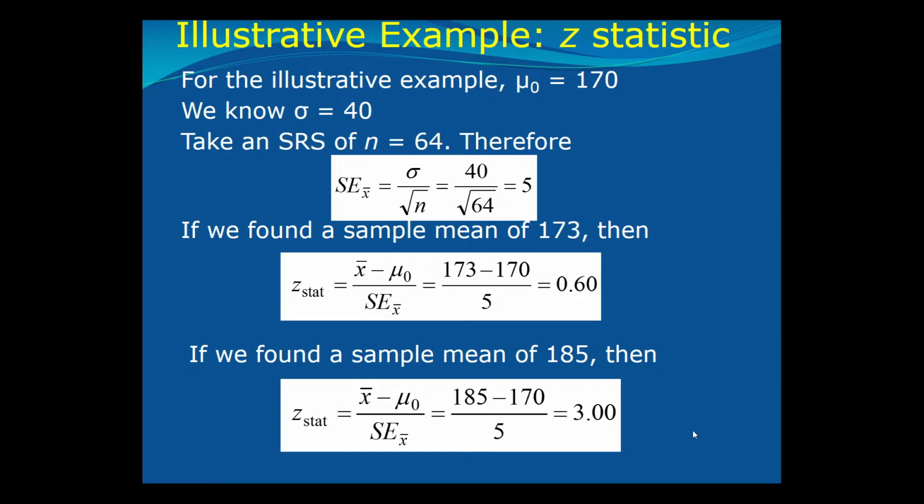At this slide, we calculate Z statistics for two different samples. If we found a sample mean of 173, then Z statistics equals 0.6. If we use statistical software, we get the Z value, and it is the same. So you don't need to make these calculations manually.